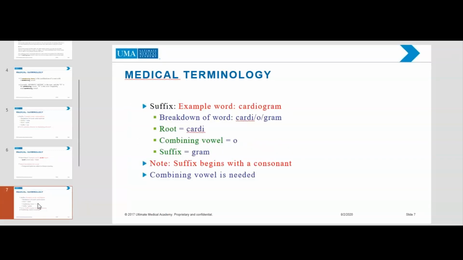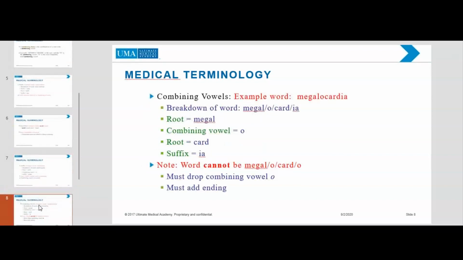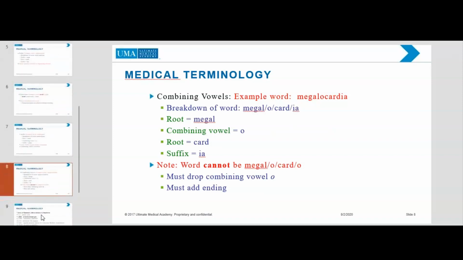Here's another example. Cardiogram. When we break this down, the root is cardi, the combining vowel is O, and the suffix is gram, G-R-A-M. Here's another example, guys. Megalocardia. When we break that down, the root is megal, the combining vowel is O, the root is card, and the suffix is I-A.